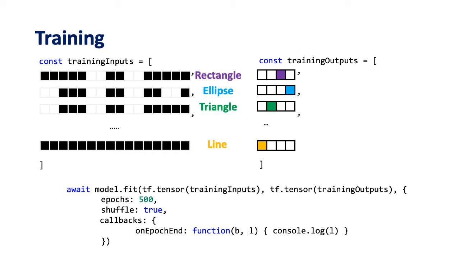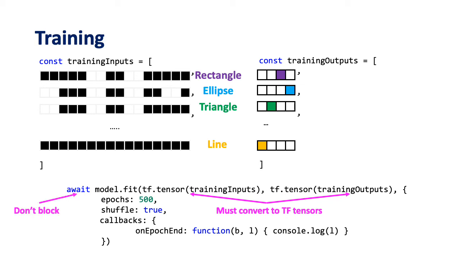The method fit on the model class allows you to train the model. You provide it with the training inputs and outputs, but you have to convert or wrap them into a TensorFlow tensor class. This class adds additional methods and properties that TensorFlow needs to work. The call to the fit method also allows you to specify the number of epochs to run, whether to shuffle the data or not, which is usually recommended, and any callbacks to call after finishing certain events, such as finishing epochs.